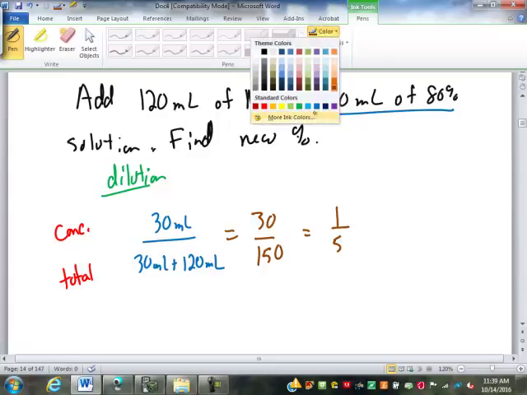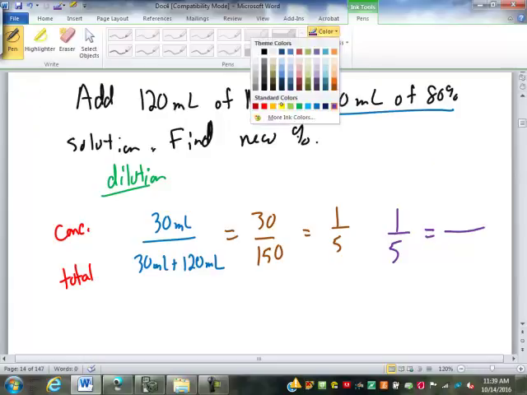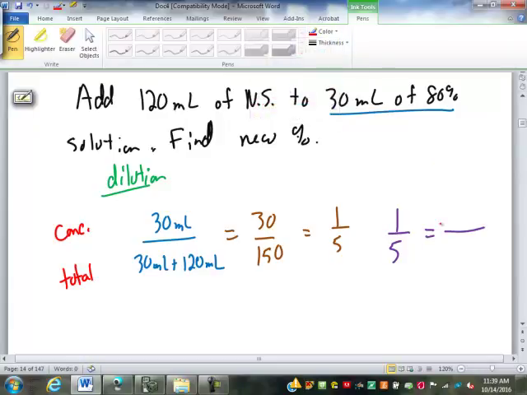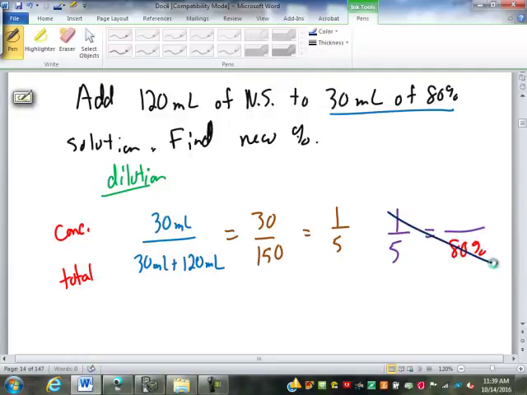So now that we have that 1 in 5 dilution, we can use that 1 in 5 as the ratio of our percents. Where's the 80% going to go? On bottom, right? That's the larger one. After it's diluted, it's going to be a smaller percent. So we cross multiply and divide. 1 times 80 divided by 5. The new solution will be 16%.